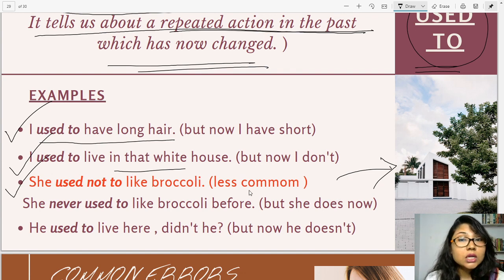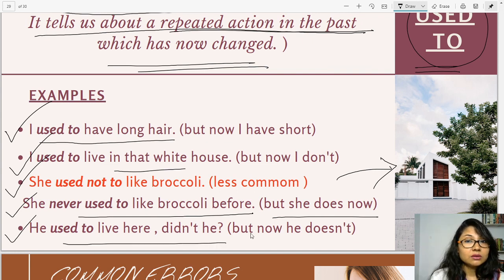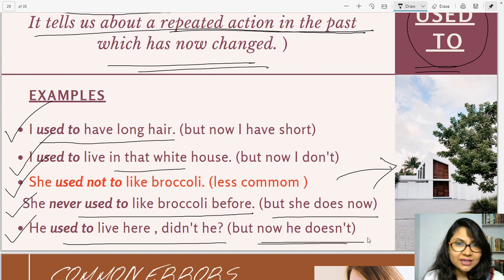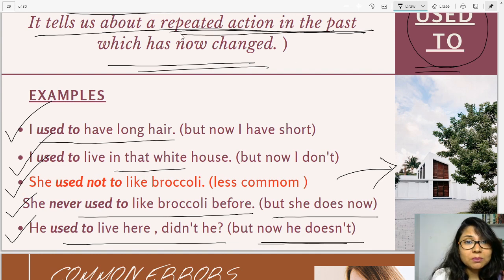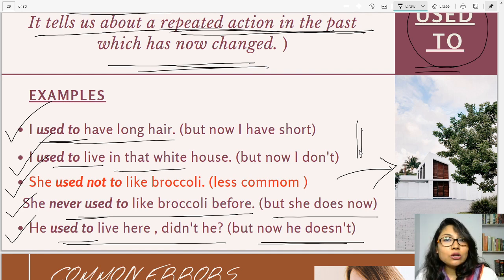She used not to like broccoli. It's less common nowadays and it's kind of obsolete. Well, so what do we say now? She never used to like broccoli before, but now she does. Okay? He used to live here, didn't he? But now he doesn't. Alright, so a repeated action in the past. These are the actions in the past which have now changed. Now, this is the end of the chapter.